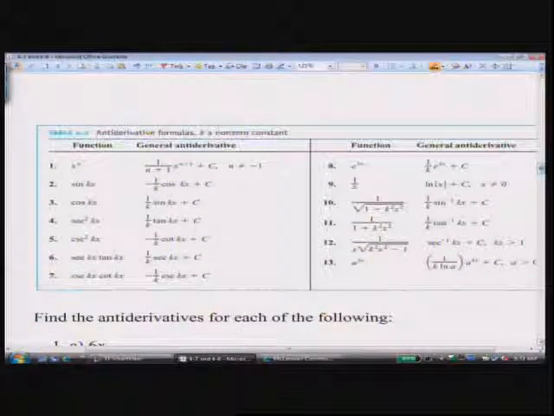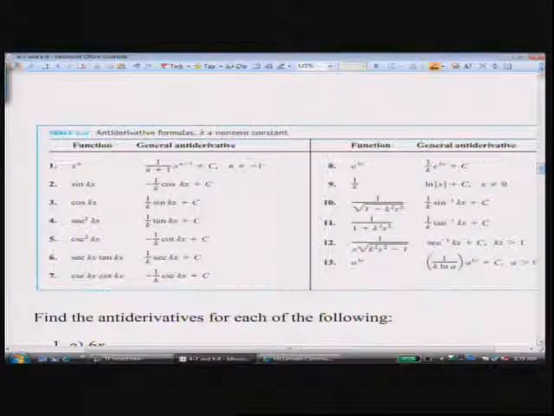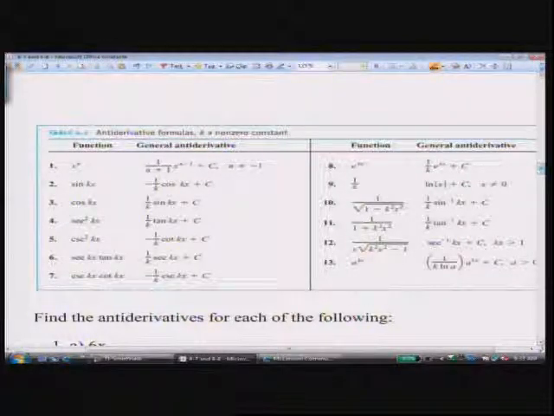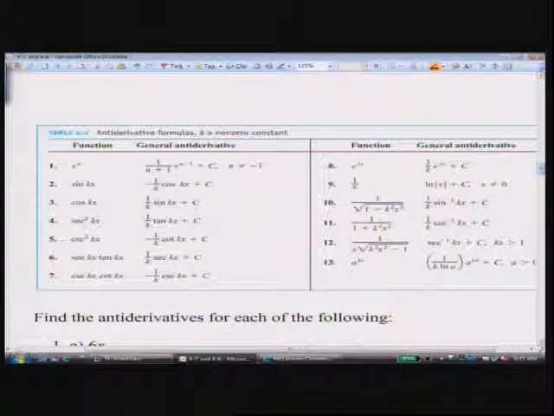Now, we have this sheet here which gives us some basic functions and their general antiderivatives, and we've already looked at this. I like this sheet okay. I like the big derivative and integral sheet better, but I'm not really ready to talk to you about how to use the integrals yet. So we'll just use this sheet for now. But we kind of looked at some of these already.